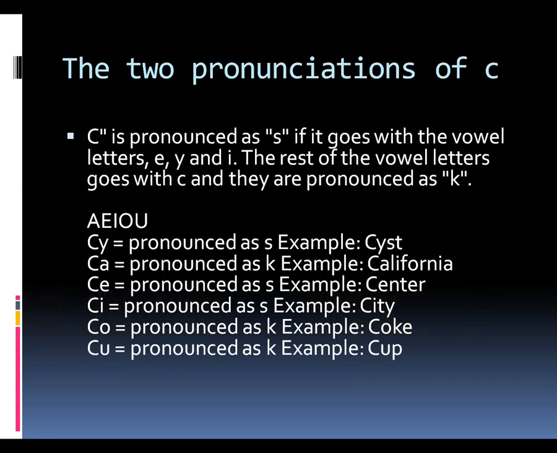The next is the difference between the pronunciation of C. C is pronounced as S if it goes with the vowel letters E, Y, and I. The rest of the vowel letters go with C and they are pronounced as K. CA, California. CE, center. CI, city. CO, again Coke, like California. CU, cup. So in case of E, Y, and I, it produces S.